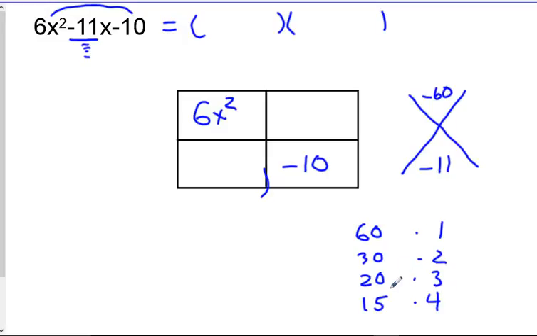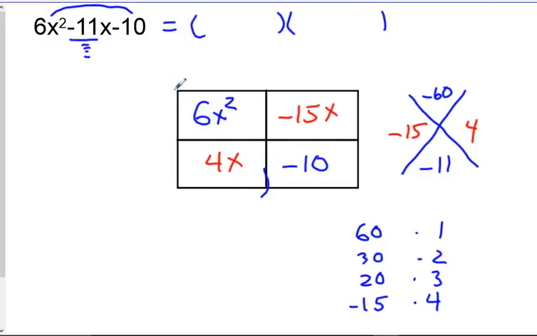And if one of these is negative and one of them is positive, I can get negative 11 now. Actually, if this one is negative and this one is positive, these are going to add up to negative 11 and multiply to negative 60. So I know that the two numbers that I need to complete my rectangle here are going to be negative 15 and positive 4. So negative 15x and positive 4x.